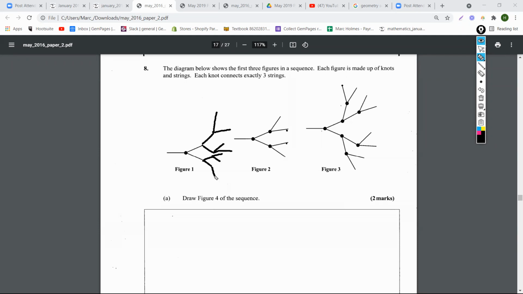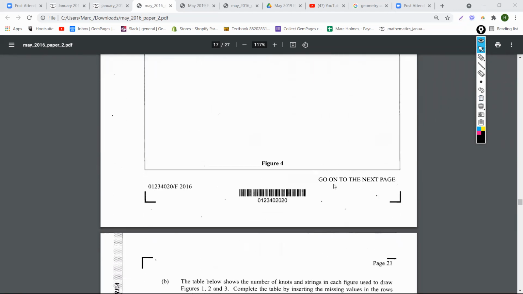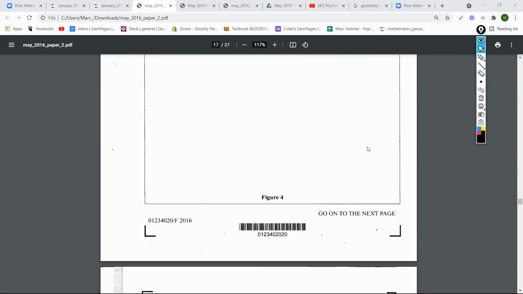Add 2 more. So what I'm showing here is figure 3 already. Then all you have to do for the last 8 points, 1, 2, 3, 4, 5, 6, 7, 8, is add 2 more. It's very easy, guys. It's like a pattern. So that's how the last figure would look. You draw it down here. And that would give you how many marks? 2 marks to draw the figure.